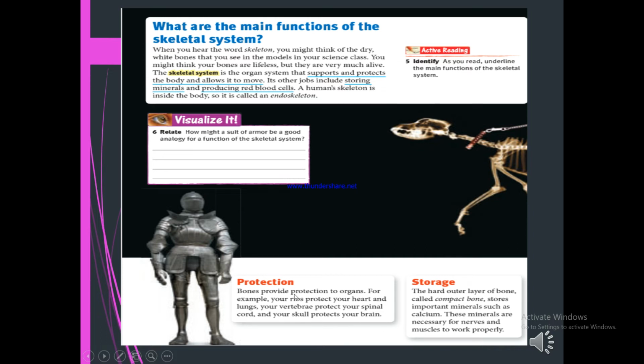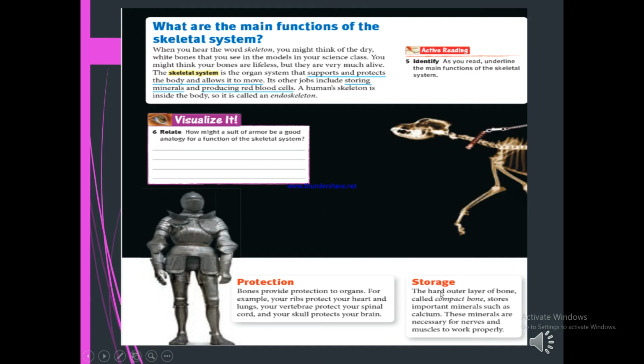So ribs, vertebrae, and skull, these are the three different bones. Ribs are protecting heart and lungs, vertebrae is protecting your spinal cord, skull is protecting your brain. This is how the protection goes on. The supporting and protection goes on.